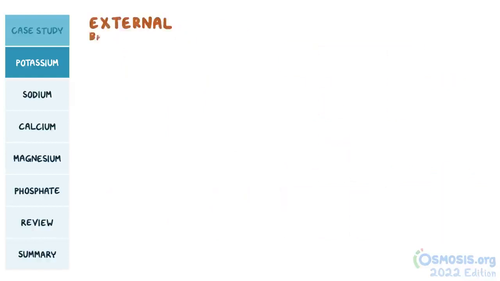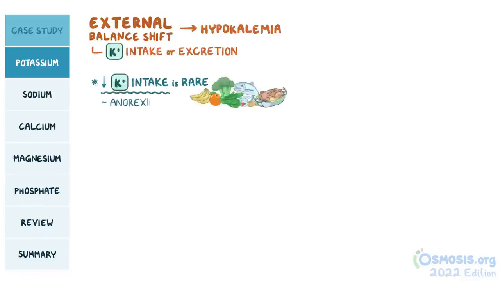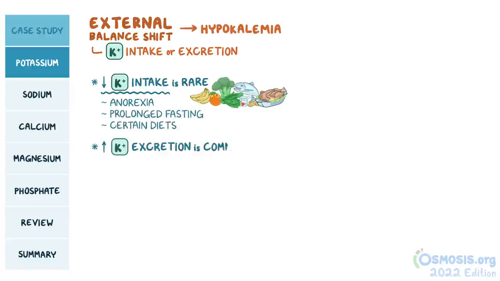Moving on to external potassium balance shifts resulting in hypokalemia, these have to do with potassium intake or excretion. Low potassium intake is rare since potassium is abundant in most foods, so it typically happens in cases of anorexia, prolonged fasting, or specific types of diets. Excess potassium excretion from the kidneys is a lot more common.